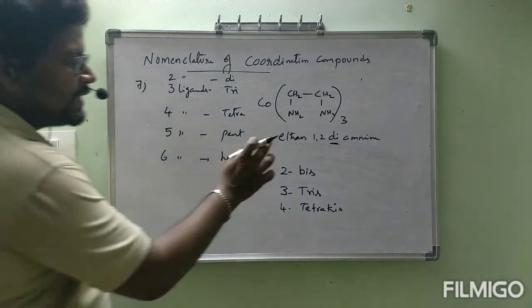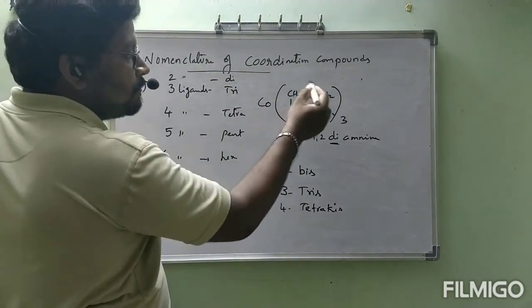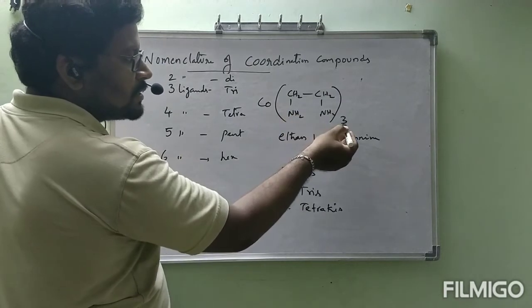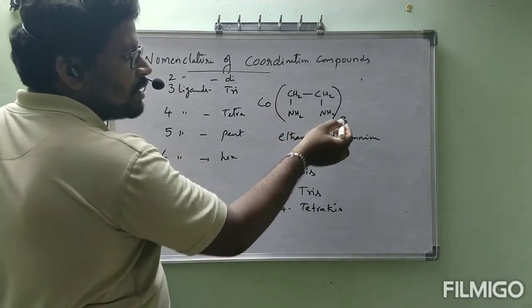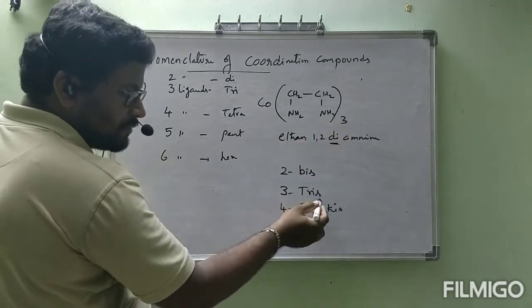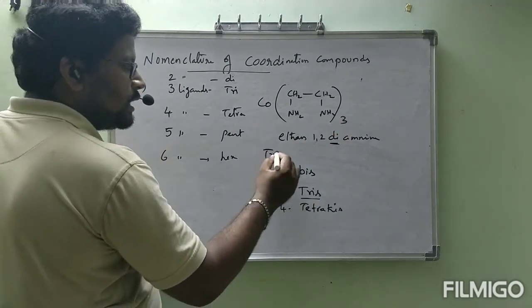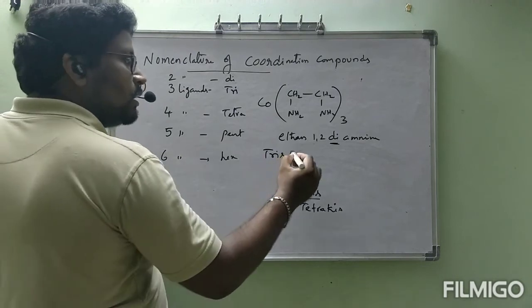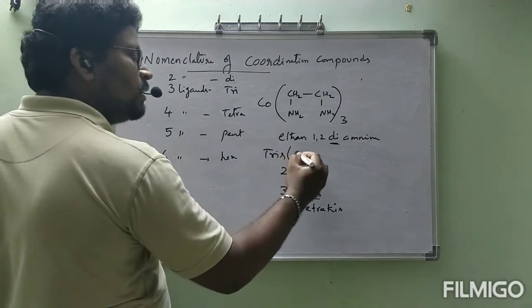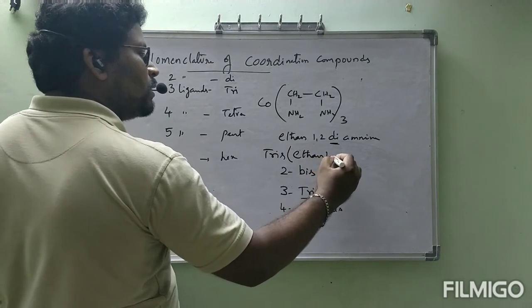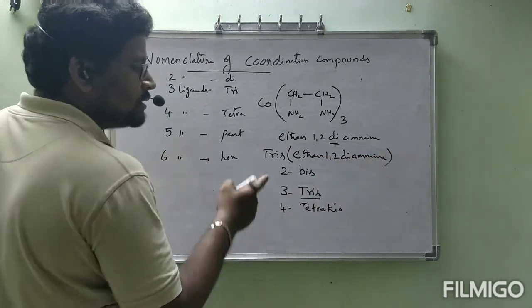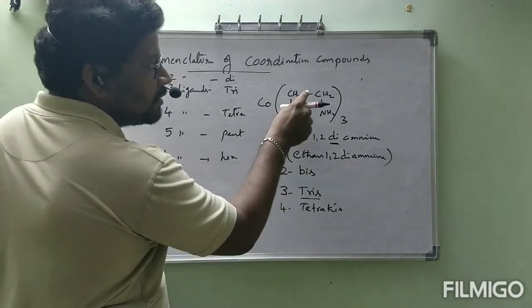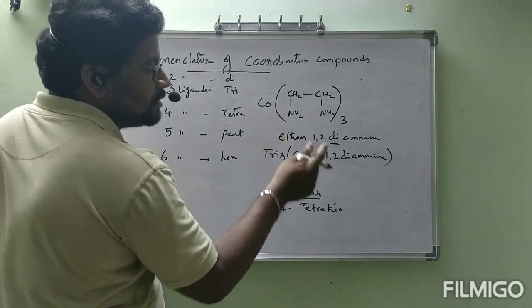Okay, now let us see this one. Ethane-1,2-diamine, how many are there? 3 are there. Ethane-1,2-diamine, di already we are getting. Outside 3 is there, correct or not? Then we have to use tris. Then bracket, ethane-1,2-diamine. See, ethane-1,2-diamine, how many are there? Tris. 3 are there, surrounded by cobalt.